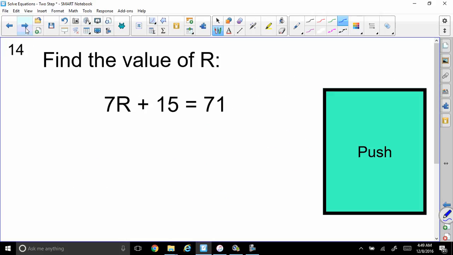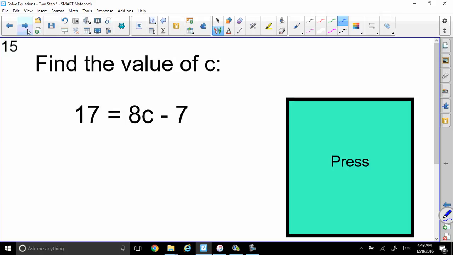Here's one for you to try. Wait a minute. What happened to Dr. Rob's thinking? It says find the value of R. So Dr. Rob is now stepping up his problems. He's no longer going to give you that. He's going to make you now look at the equation in algebraic form. So solve for R. 7R plus 15 equals 71. See if you can figure out the answer.